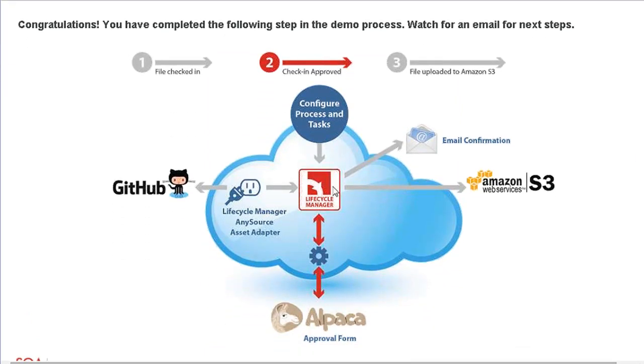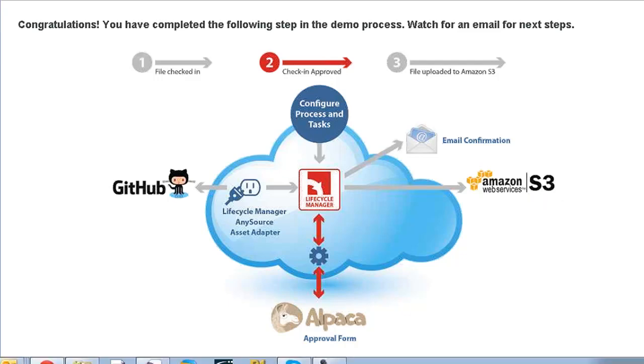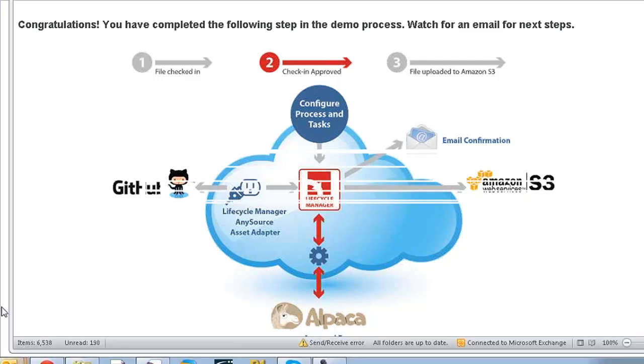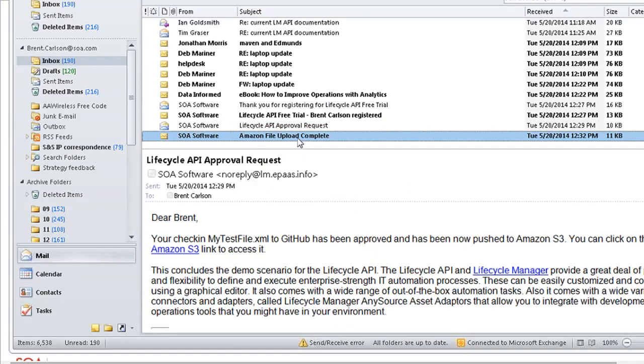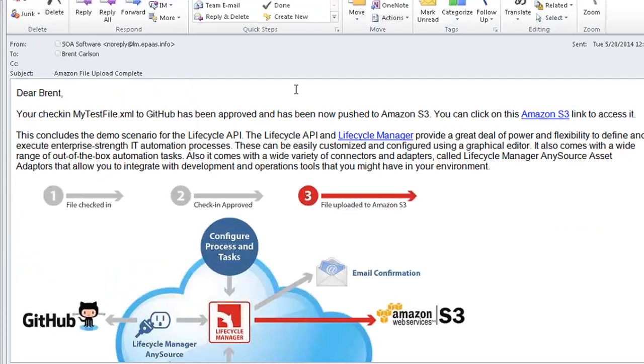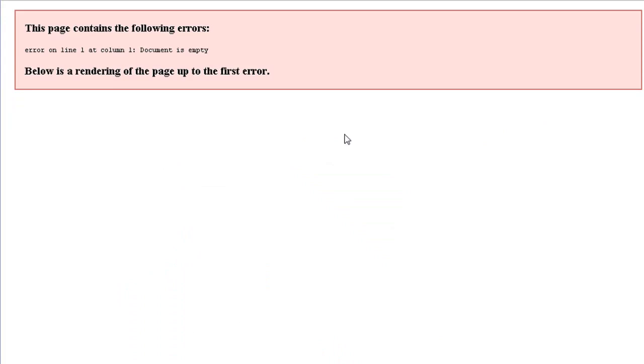What's going to happen now is that the automation engine in Lifecycle Manager will determine that the approval has been granted, and will take that comment that we populated into the form. It will stuff it into the XML file, and then it will push it across to S3 using the automation capabilities of the process. So let's see if that's happened here. Looks like it has. There we go. So we're at this point. I should be able to now retrieve it by clicking on this link. Let's go ahead and do that.